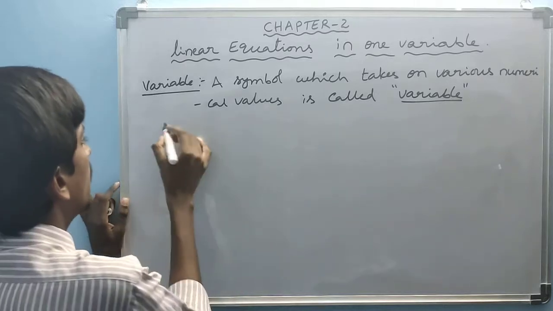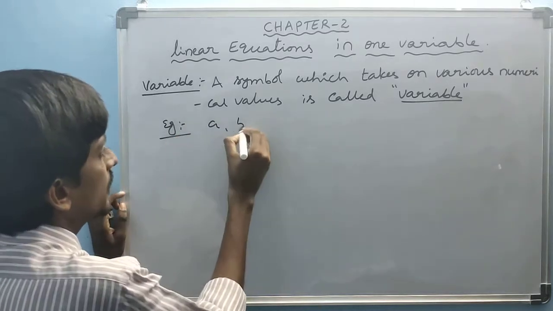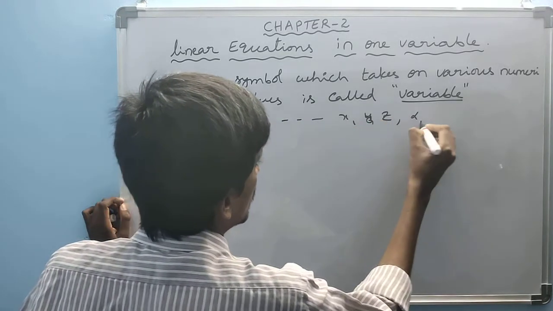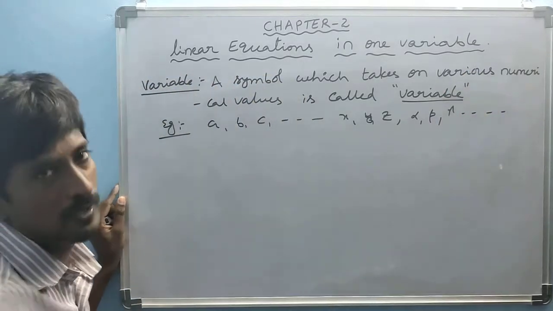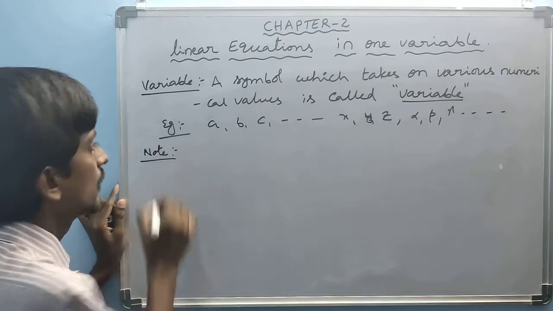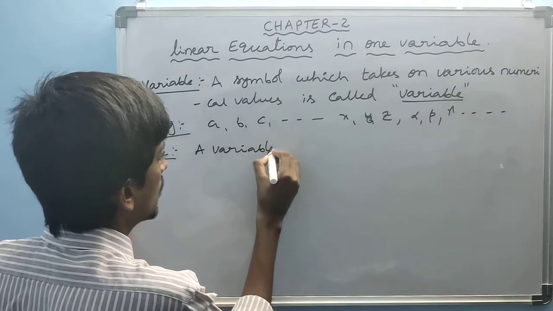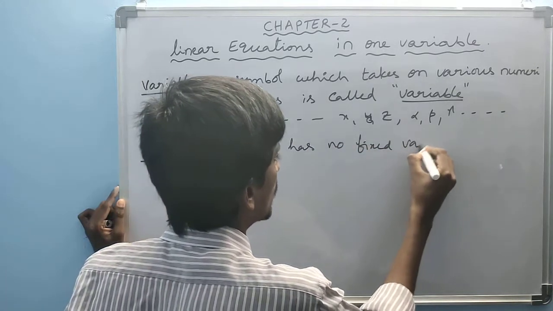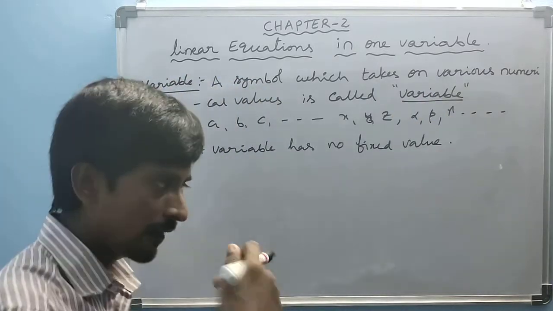Okay. Example: in the place of variables, A, B, C and so on, X, Y, Z, alpha, beta, gamma and so on like that. These are variables. Note: a variable has no fixed value. It can always be changed.